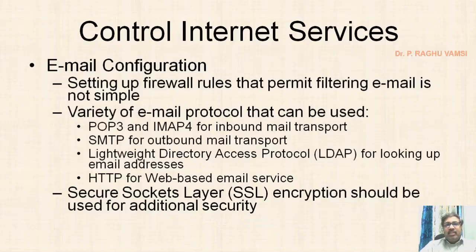Next one is email configurations. Setting up firewall rules for permitting and filtering emails is not simple. A variety of email protocols can be used here, like Post Office Protocol, SMTP (Simple Mail Transfer Protocol), Lightweight Directory Access Protocol, and HTTP services. So these are the four things that can be configured for email configurations. Along with this, one more thing to be configured is the Secure Socket Layer.